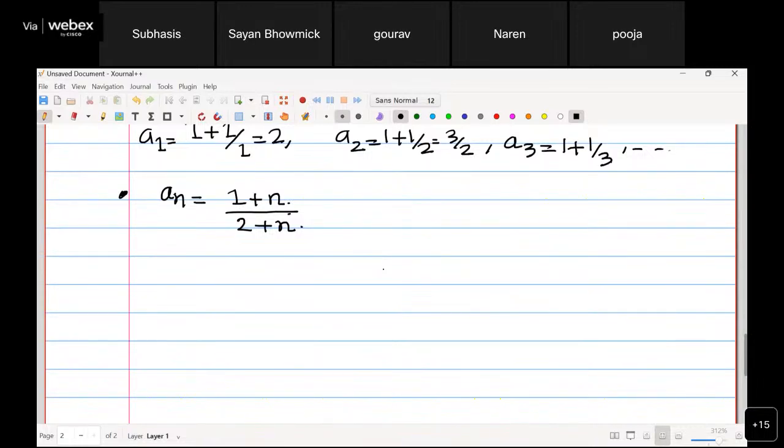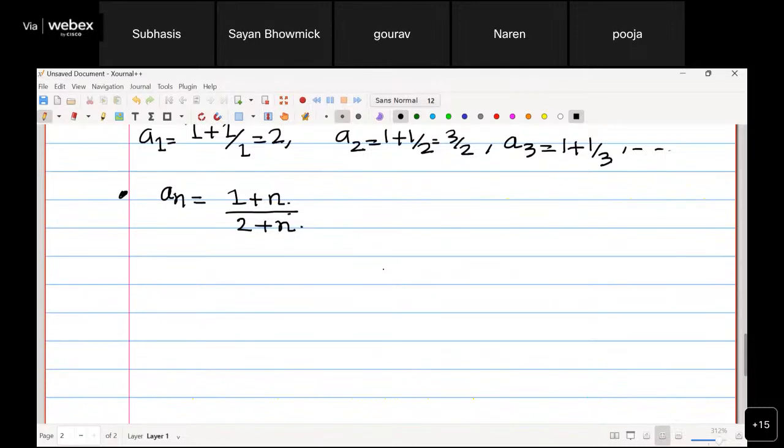1, sir. Why? Yes, sir, limit would be 1. Why? If we take n common from numerator and denominator, we are getting 1 plus 1 by n. On the numerator, if we increase the value of n, the 1 by n tends to 0, so the numerator part is sorted. In the denominator as well, if we take n common, the 2 by n also tends to 0. So it's 1 by 1, so 1. Correct.